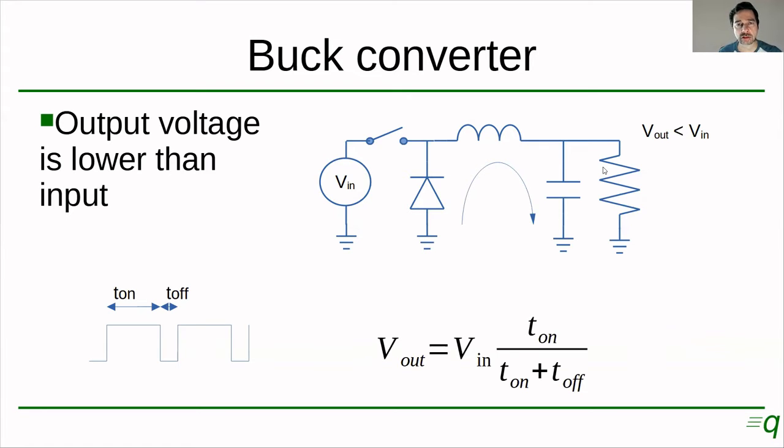And we're not going to get into the details of the math for this, but it can be demonstrated that the output voltage is the input voltage times the on time divided by the on time plus the off time, okay? So this thing here is sometimes called the duty cycle. So by varying the duty cycle, which is the relationship of the on time to the off time, we can control the output voltage here.